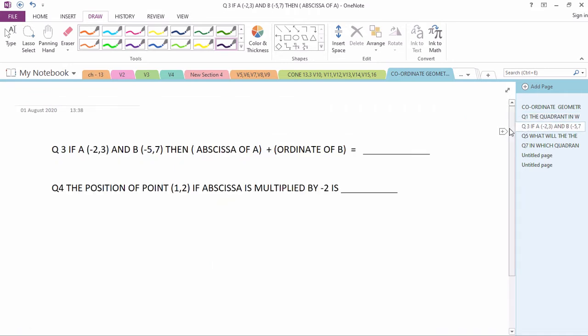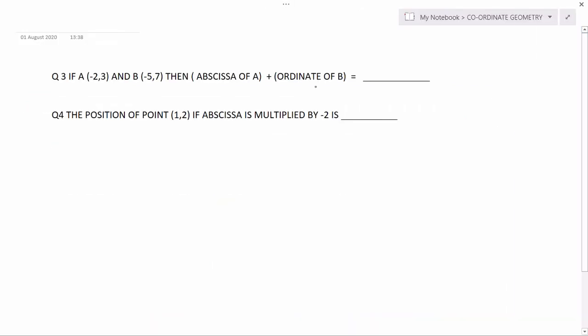Let us move to question number 3. Now question number 3 is, if A is this and B is this, then you have to find out this. Abscissa of A. All of you know the x coordinate is also called abscissa.